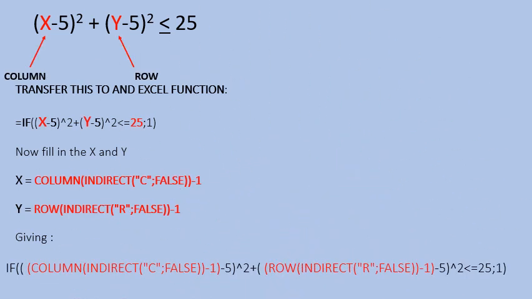Apply the circle function in Excel using an if statement. Assign a value of 1 to cells within the circle and false to those outside. Replace x with the column indirect function and y with the row indirect function. The full function is shown below for use in the next steps.